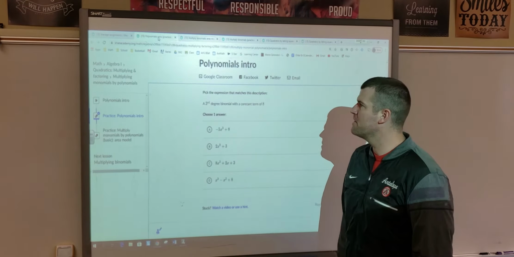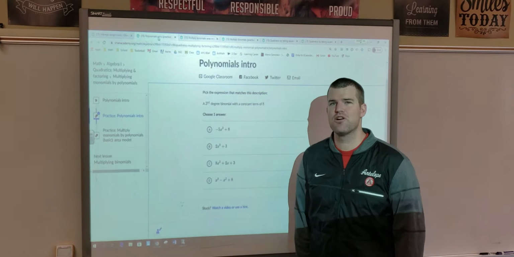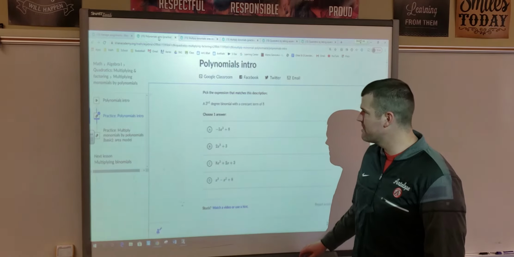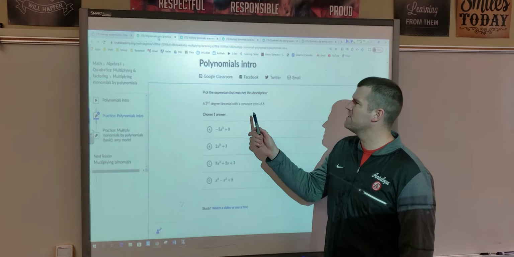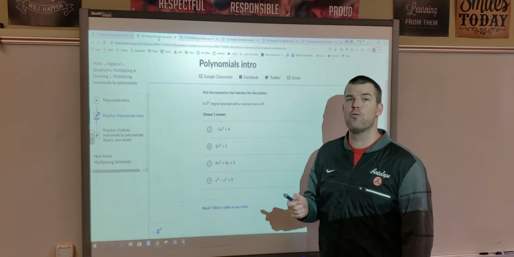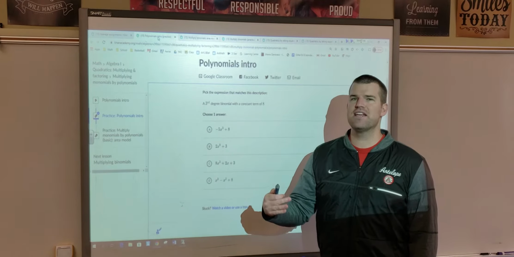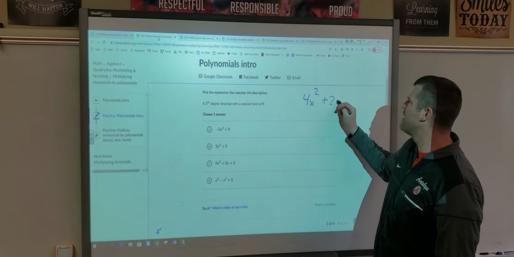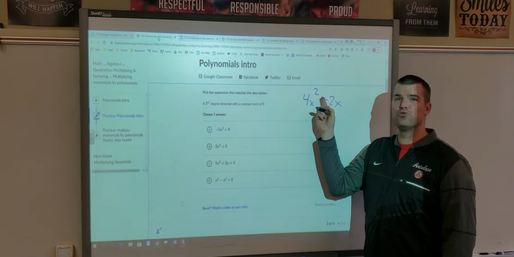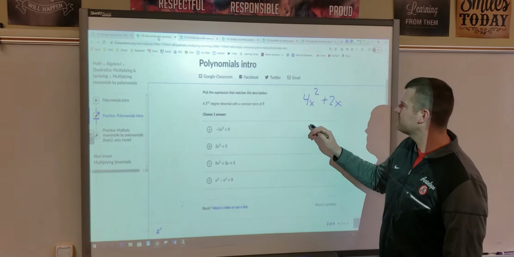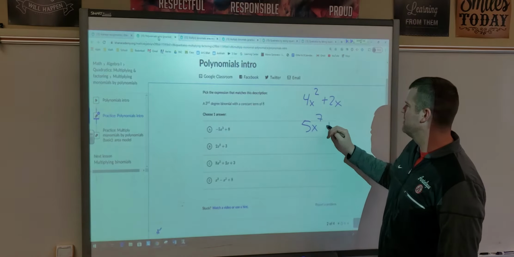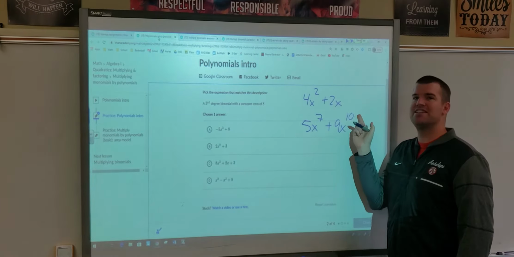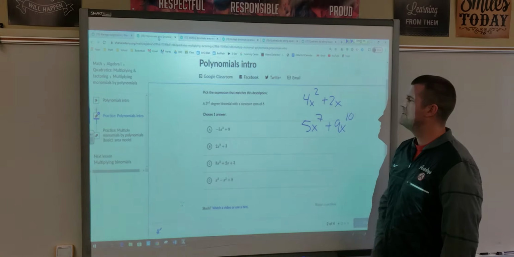And anyway, the first one is the polynomials intro. This goes through a lot of vocabulary with polynomials. This problem here says pick the expression that's a third degree binomial. So the degree is the largest exponent. If it was 4x squared plus 2x, the largest exponent would be 2. That's a second degree polynomial. If your largest exponent maybe is a 10, then this would be a 10th degree polynomial.